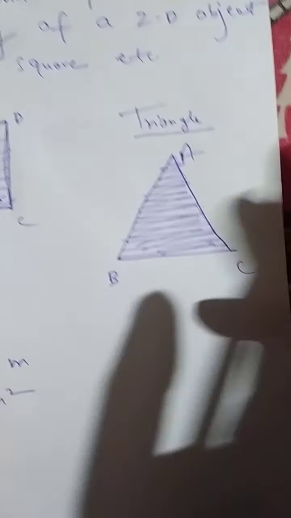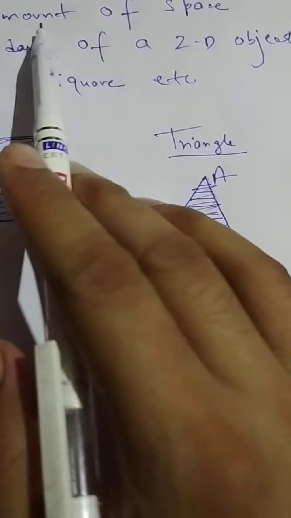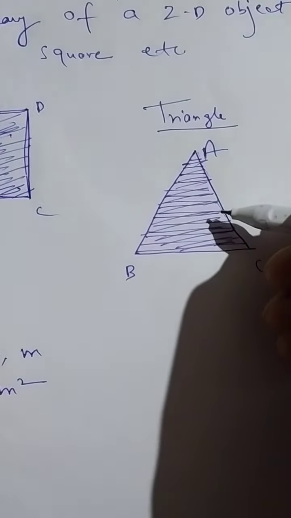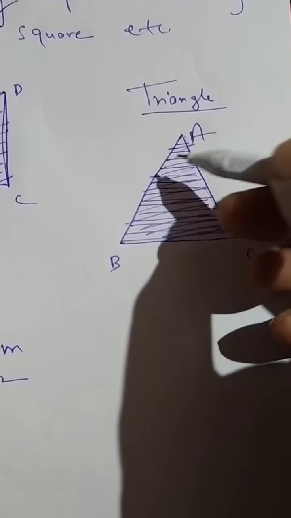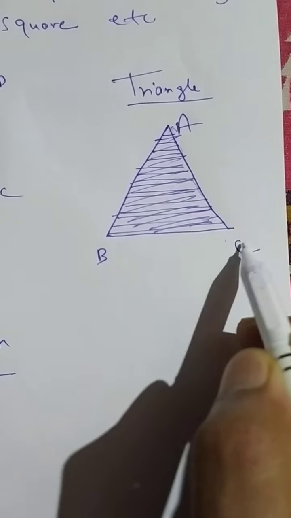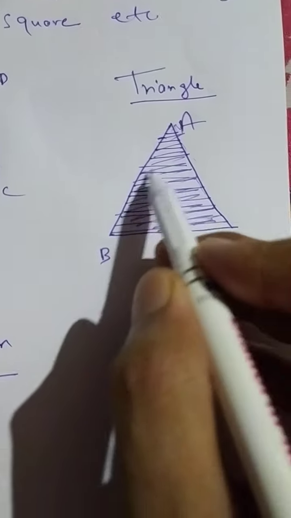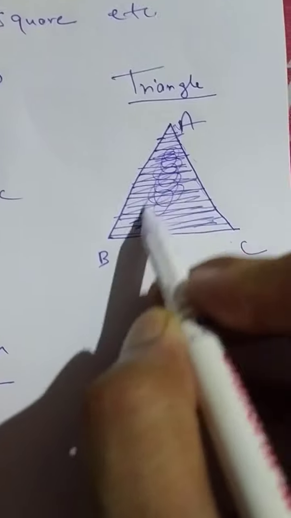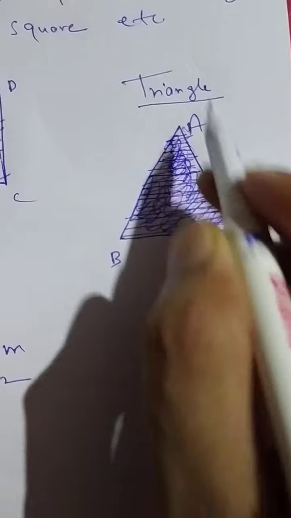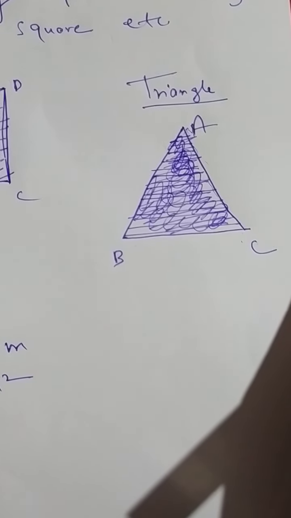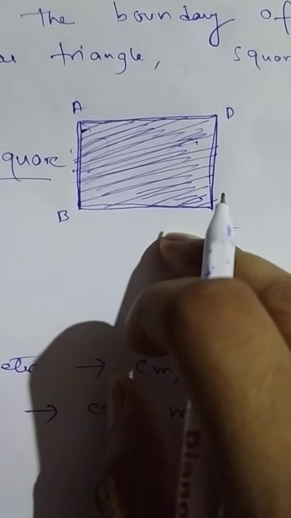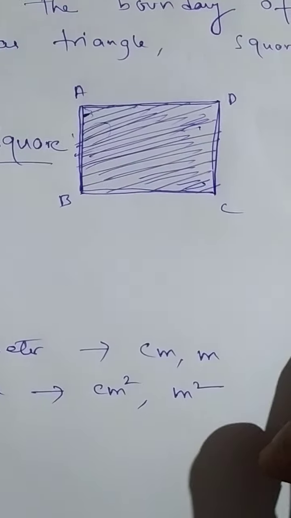Once again, what is area? The amount of space inside the boundary. For this triangle, these three lines, AB, BC and CA, are the boundary, and inside the boundary, this entire space is the area of the triangle. Now for the square also, there is one formula, side into side. All those formulas I will give.